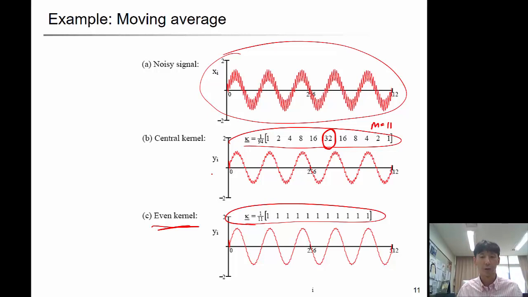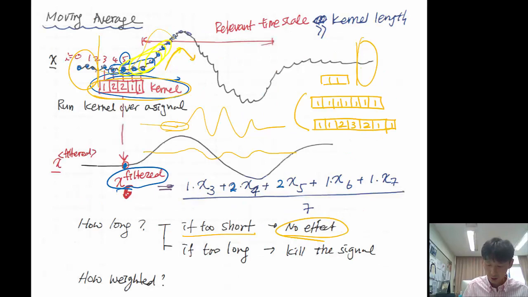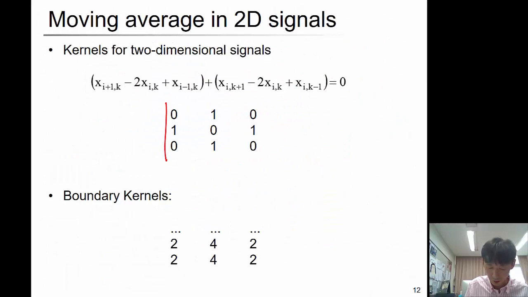Okay, and we can do the same moving average using some kernel filtering in images. If you take a picture, a black and white picture, or like a JPG, RGB pictures, it's 2D data, and instead of just one array of this kind of kernel, you can have a kernel that looks like a matrix, right?